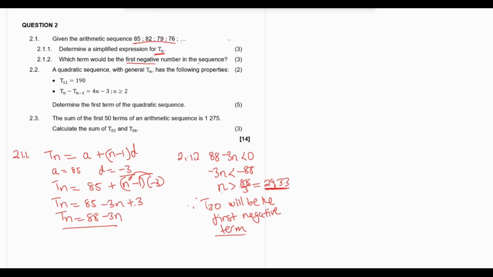Let's see what T29 is. Where there's n, we put 29. So T29 is equal to 88 minus 3 times 29. Let's see what we get. We're getting 1. Let's see T30. We're getting negative 2. You see that? So it means T29 is 1, T30 is negative 2, T31 negative 5, T32 negative 8, going on like that.